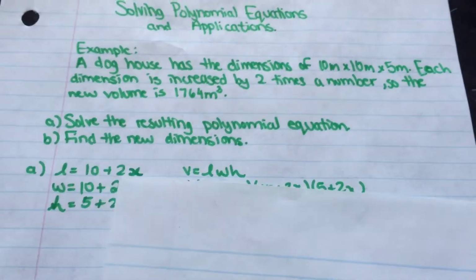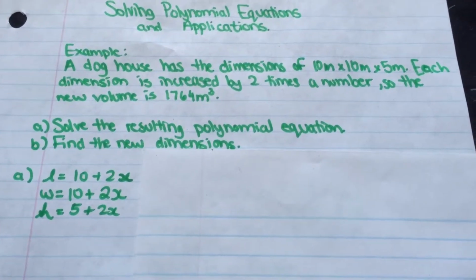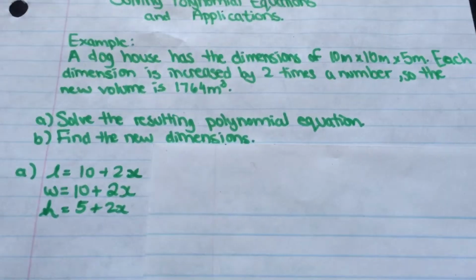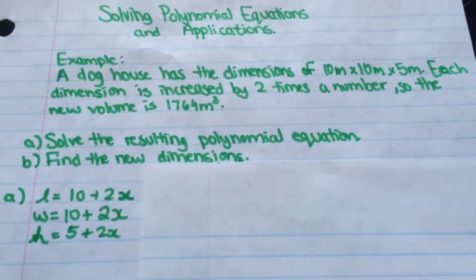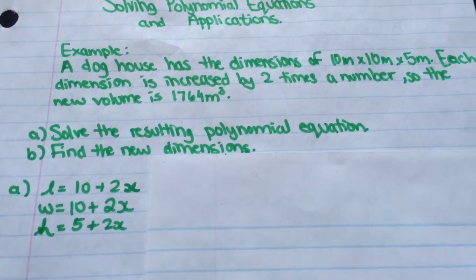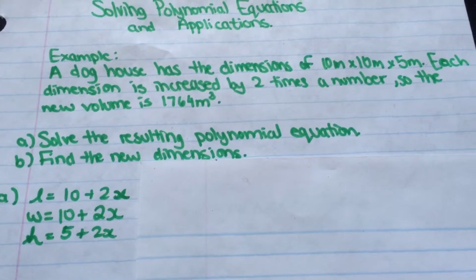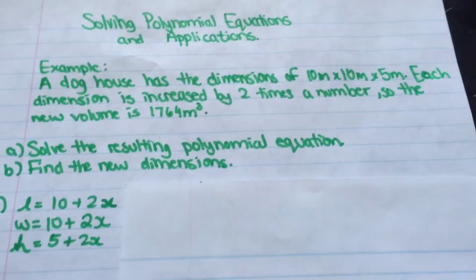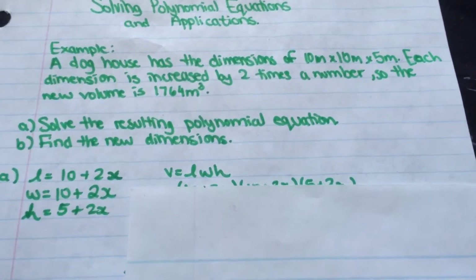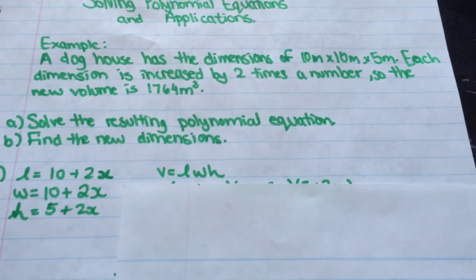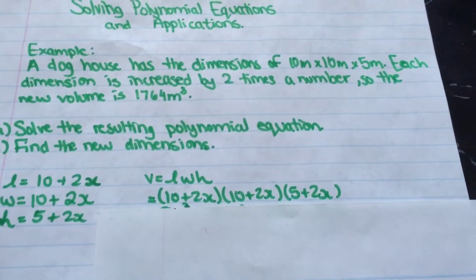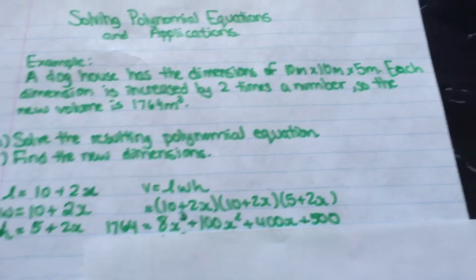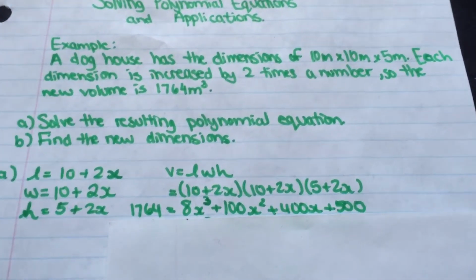So we know that the length is 10 and we're increasing it by 2 times the number. We just assumed that we're going to take x as a variable, which is the number, and we added 2x to each of the length, width, and height because each dimension is increased by 2 times the number. Then we plugged all of that into the volume formula, which is length times width times height. And when we multiplied out the length, width, and height, we got 1,764, which is the value of the volume.